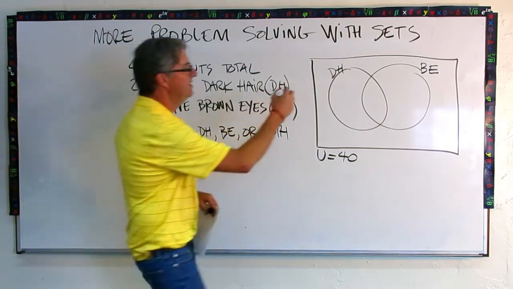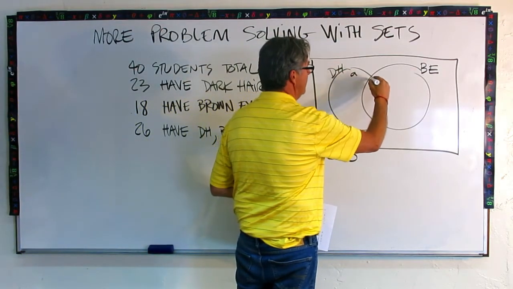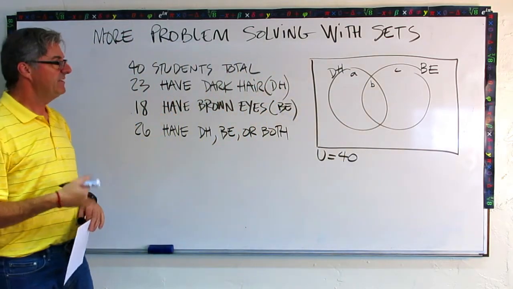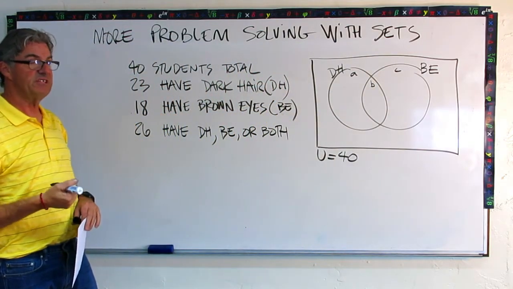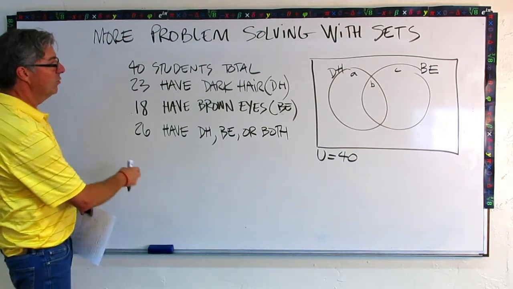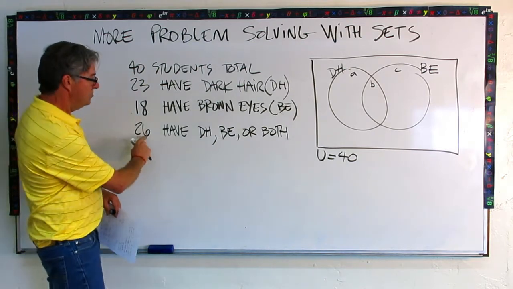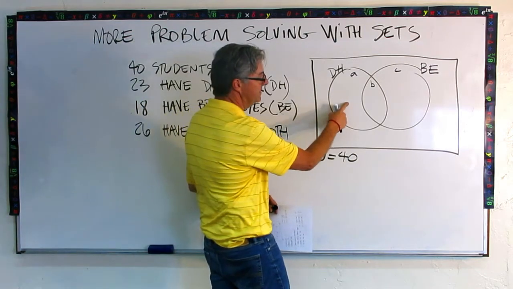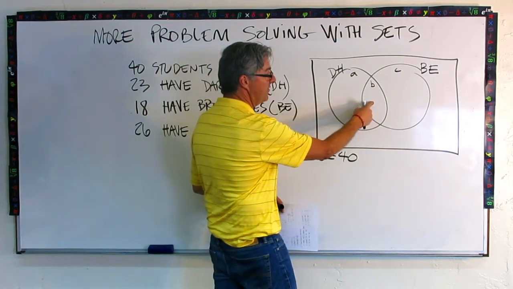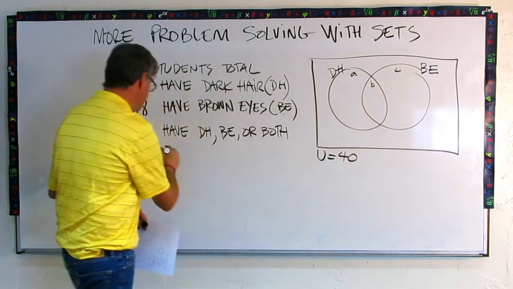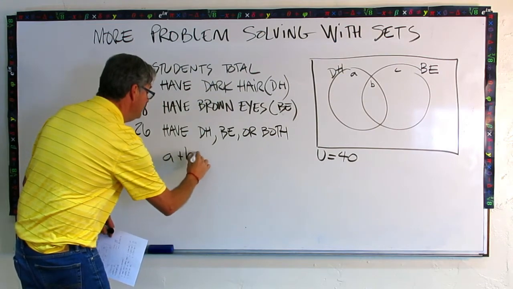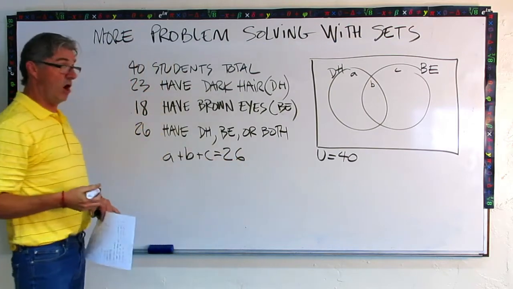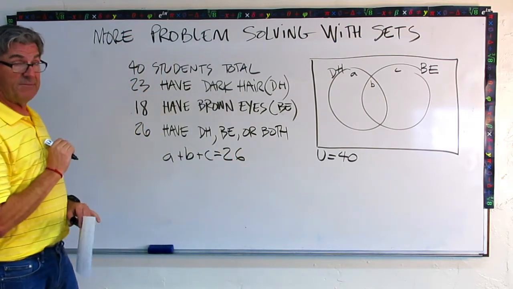And so what I do is write little letters here, A, B, and C. So I've labeled the regions. And that's going to allow us to use some algebra to figure this out. So check this out. We know that 26 have dark hair, brown eyes, or both. So that's this, which is the dark hair, this is the both, and that's the brown eyes. So we can write A plus B plus C equals 26. So that's the total in all those 3 regions add up to 26.